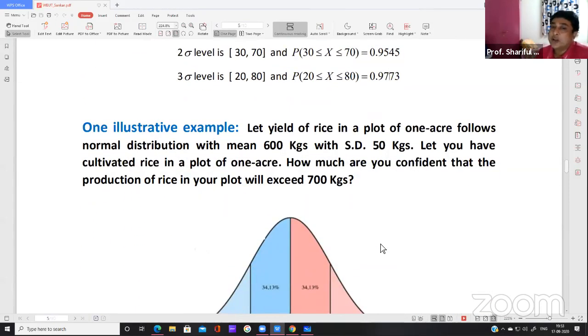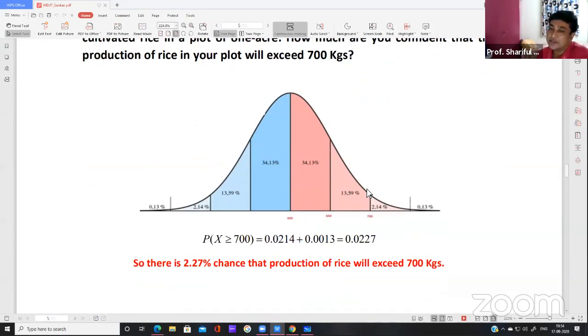Take an example, then it will be clear. Suppose the yield of rice in a plot of 1 acre follows a normal distribution with mean 600 kg and standard deviation 50 kgs. Let's say you have cultivated rice in a plot of 1 acre. How confident are you that the production of rice in your plot will exceed 700 kgs? In that case, the mean is equal to 600 here. So basically 1 sigma means if you move 1 sigma, this is 650, and 2 sigma is nothing but 700.